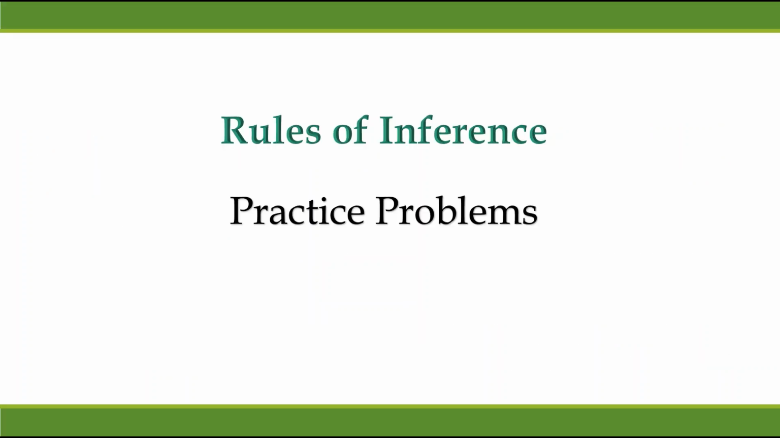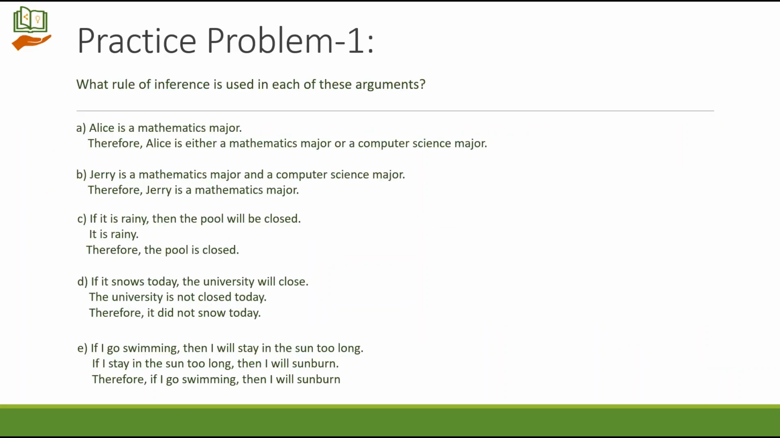Let's get into the practice problem session. What rule of inference is used in each of these arguments? Alice is a mathematics major. So let's take this to be P. Therefore, so now we will have this particular symbol. Alice is either a mathematics major or a computer science major. So this can be P or Q. Now which rule of inference is this? This is addition rule of inference.